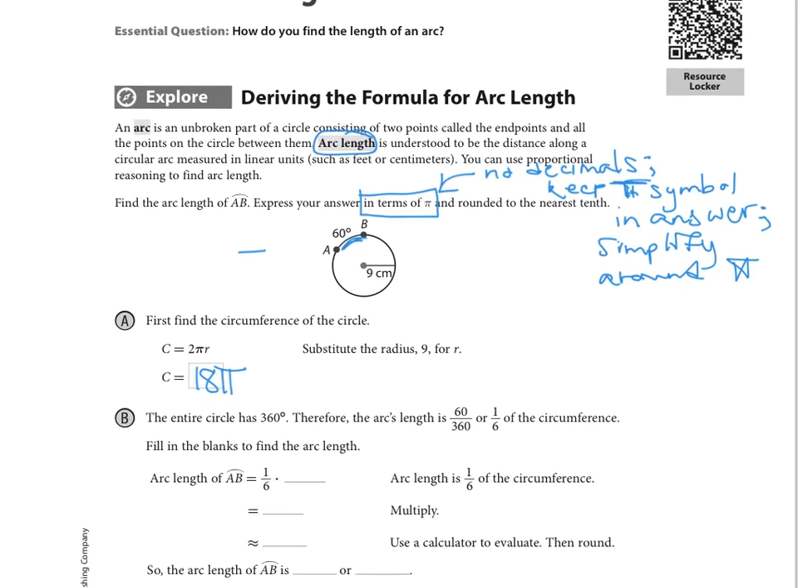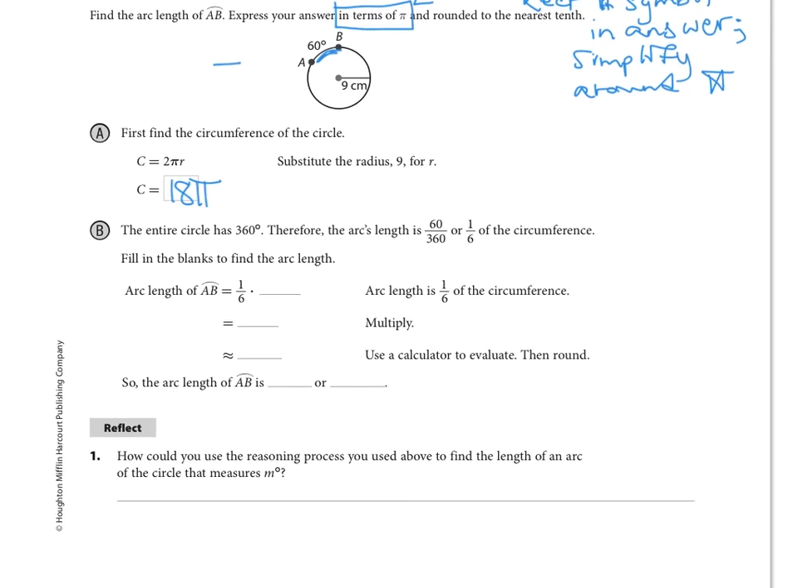So now let's go to part B. If the entire circle has 360 degrees in it total, then the arc length is going to be 60 out of 360, or 1/6 of the circumference. It's a proportion of the circumference. So we're going to fill in the blanks now to find the arc length. 1/6 of the circumference, which we know is 18 pi that we just found. Multiply 1/6 times 18, and we get 3 pi.